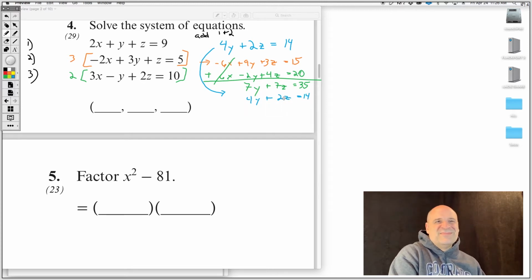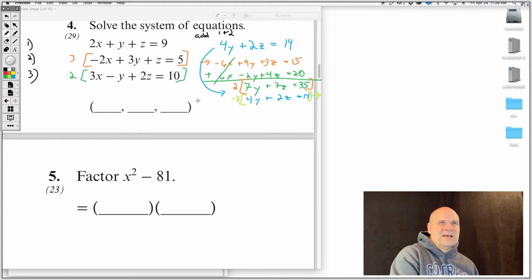Okay, so this isn't great, but I could still use elimination to figure it out. So I could get rid of z, or I could get rid of y. z's got smaller numbers, so I'm gonna get rid of z. If I make this a positive 14 and this a negative 14, that would work. So let's do that. I'm gonna multiply this guy by 2, and then I'm gonna multiply this guy by -7. And that'll give me what I want.